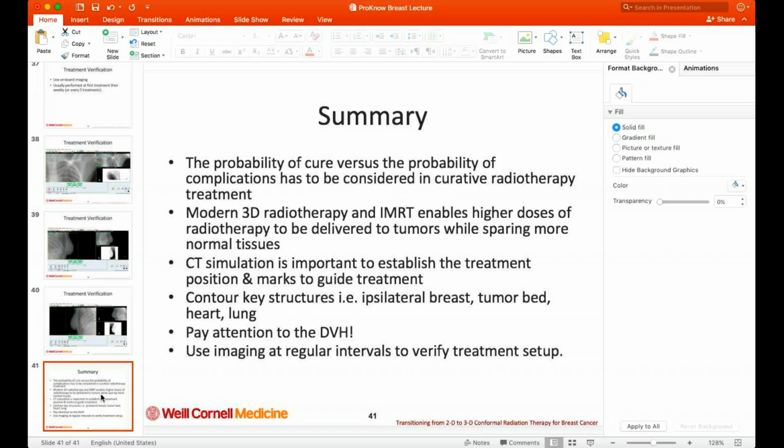CT simulation is important in order to establish the treatment position. And you should also contour the structures, which we discussed, the CTV breast, create your PTV and your PTV eval, the heart, the lungs, etc. Make sure you pay attention to the DVHs and use imaging at regular intervals to verify your treatment setup.